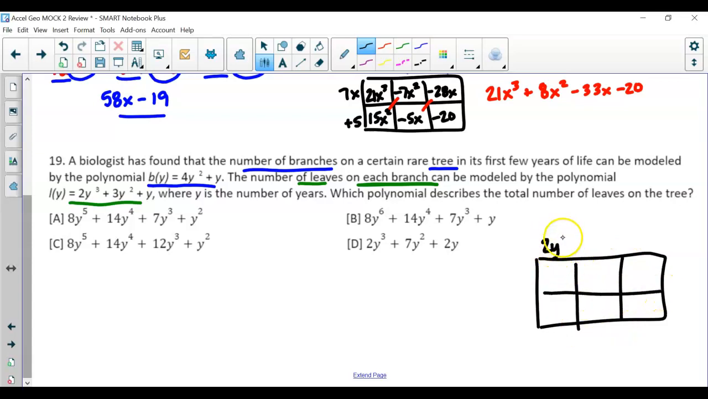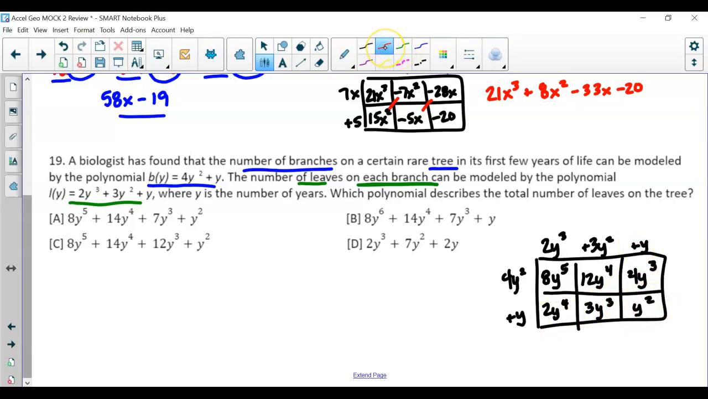So again, we're going to set up multiplication, 2y cubed plus 3y squared plus y times 4y squared plus y. Now remember, when multiplying, we add our exponents, right? So this is 8y to the 5th, then 12y to the 4th, 4y cubed from y squared times y. Then the bottom, we're multiplying everything by y. So this is now 2y to the 4th. This is 3y cubed, and this is y squared.